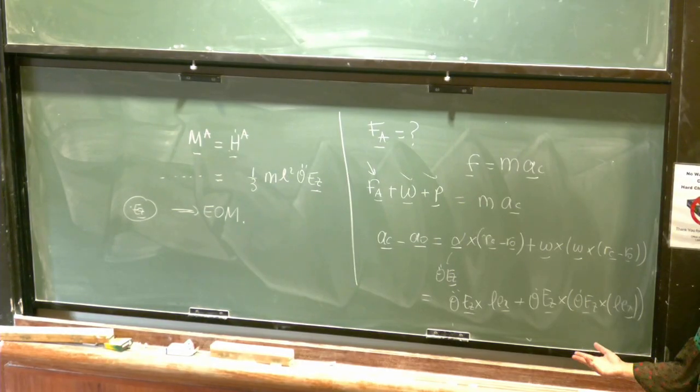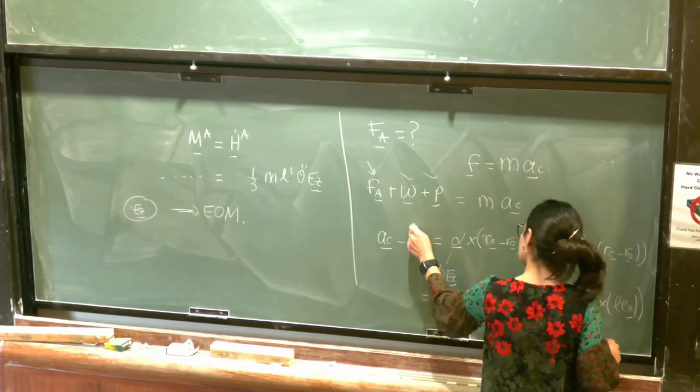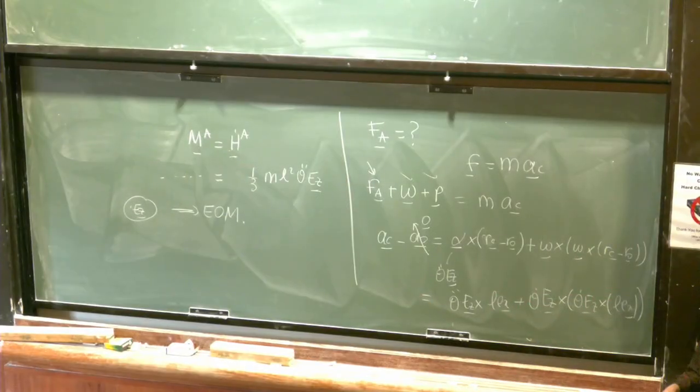What is AO, acceleration of point O? 0. It's a fixed point, right? So I can find AC. So we're using the rigid body kinematics. Really nice problem. We're using a lot of what we learned. And I can find FA. If I have theta and theta dot and theta double dot as a function of time, I can find FA as a function of time.